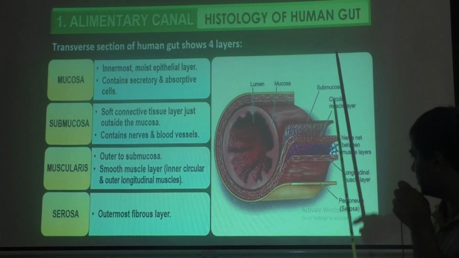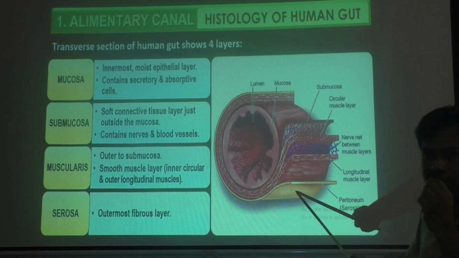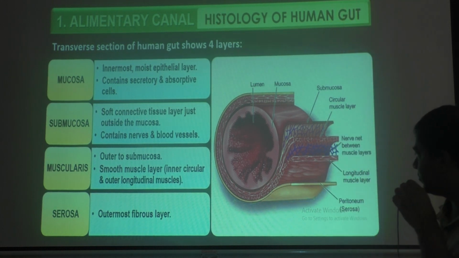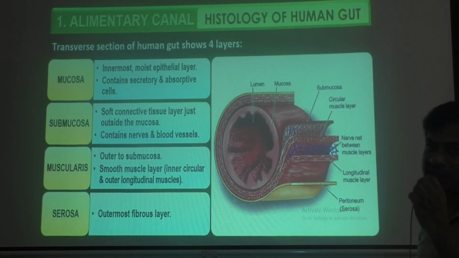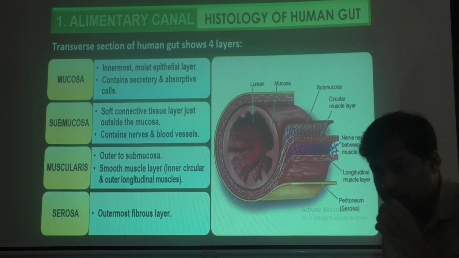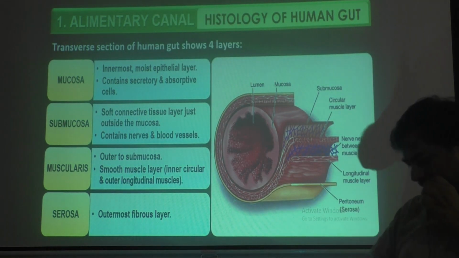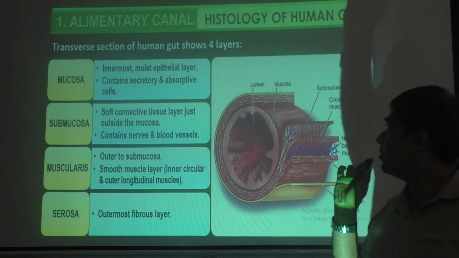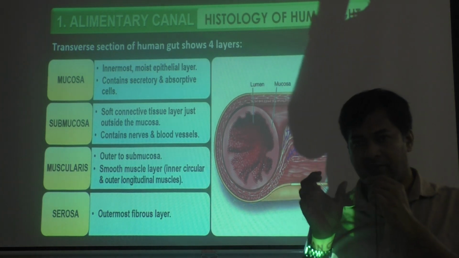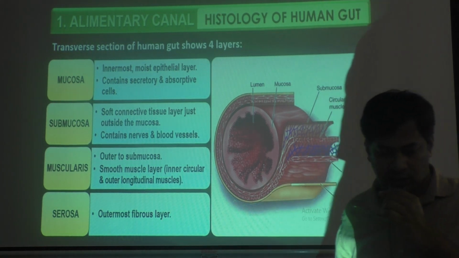Then the last layer, the outermost layer, what you see here in yellow color, is called serosa, S-E-R-O-S-A. It is the outermost fibrous layer. It is made up of fibrous connective tissue, like a thread-like structure. So this is about the 4 layers of the alimentary canal or gut. Like the intestine, if you consider, it will have 4 layers. If you cut the tube, it has 4 layers.